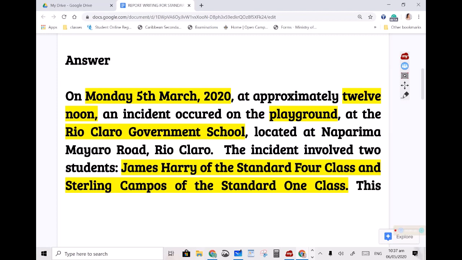Now, this is very important to note that a lot of students, when they write reports in school, neglect to write the place in the school where the incident actually occurred. So if it occurred in the playground, or in a particular classroom, or was it a play field instead, or a cafeteria, etc., you need to highlight exactly where it happened. At the Rio Claro Government School, that aspect was highlighted as well. Rio Claro Government School. So you want to write the full name of the school.